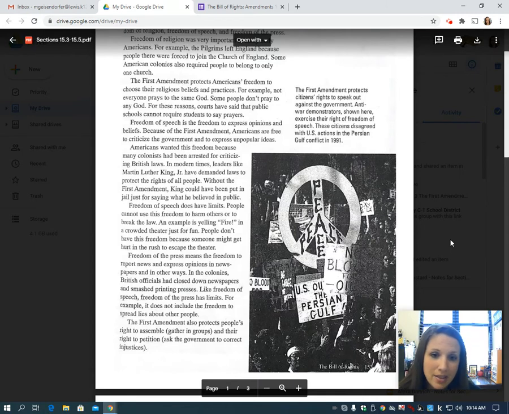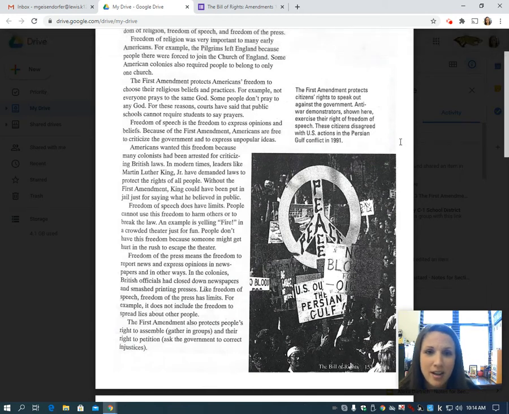So if you look at the picture, that is a picture of a protest, and that is actually happening in 1991, about the time I was pretty close to 5th grade, maybe 6th grade. And what happened was anti-war demonstrators, so people that were against the war going on, were exercising their right of freedom of speech by basically standing out there, holding up signs, telling how they felt about this war in 1991, the Persian Gulf conflict.